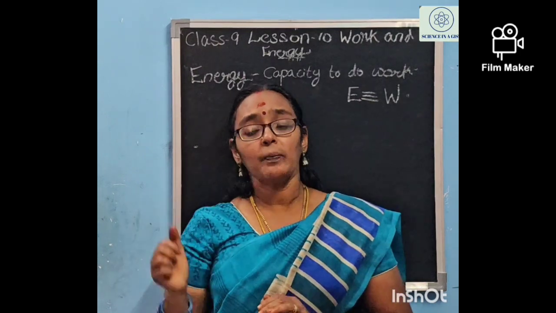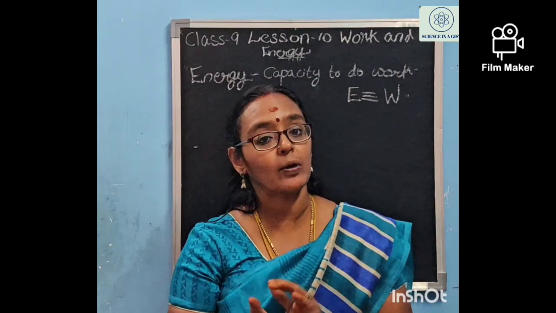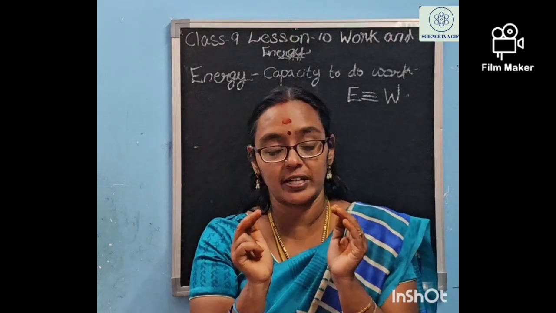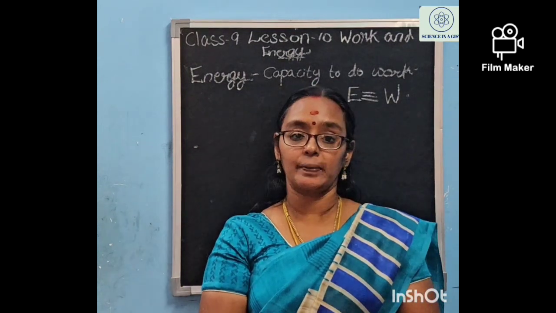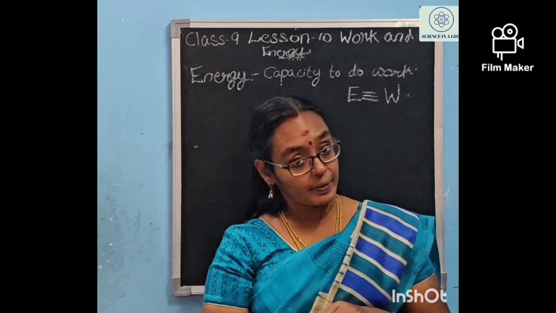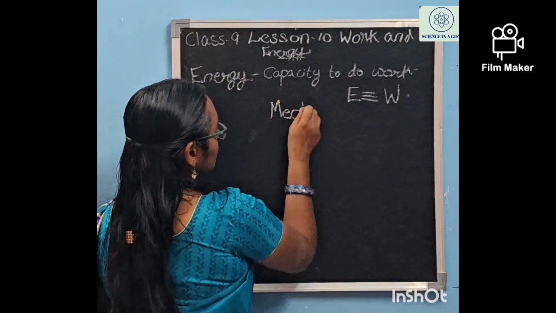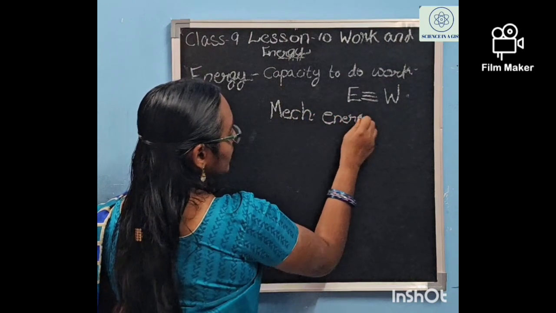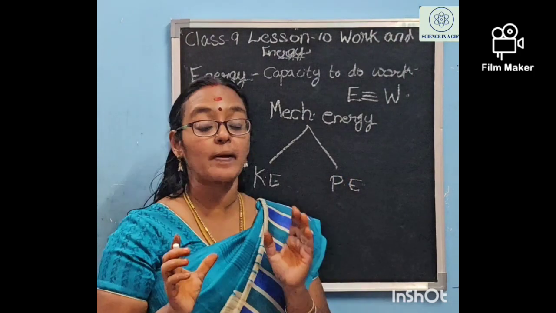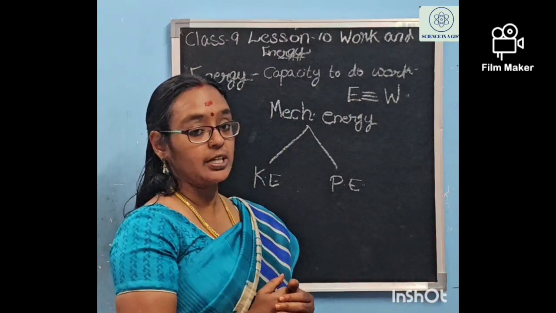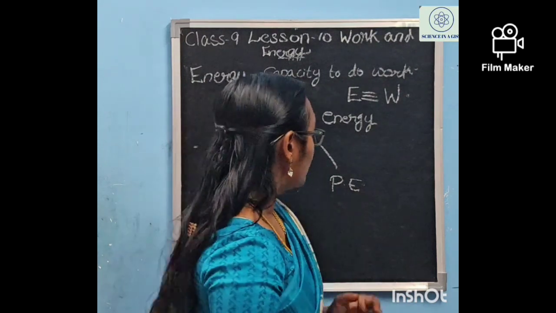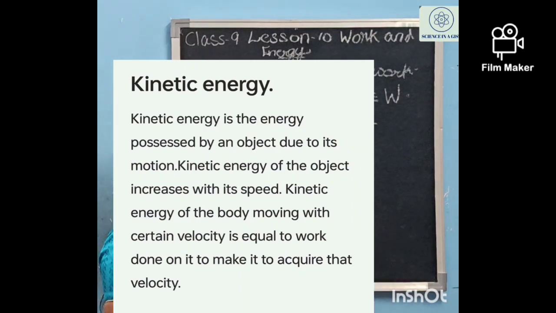Did you get it, ma'am? Now the important terms. When we are talking about energy, one important term you have to know is mechanical energy. Every object, due to its position or due to its motion, is possessing some kind of energy. This energy is called what, ma'am? Mechanical energy. And mechanical energy is divided into two. What are they? Kinetic energy as well as potential energy. Energy possessed by the object due to its motion is kinetic energy, and energy possessed by an object due to its position is called potential energy. Position, potential.